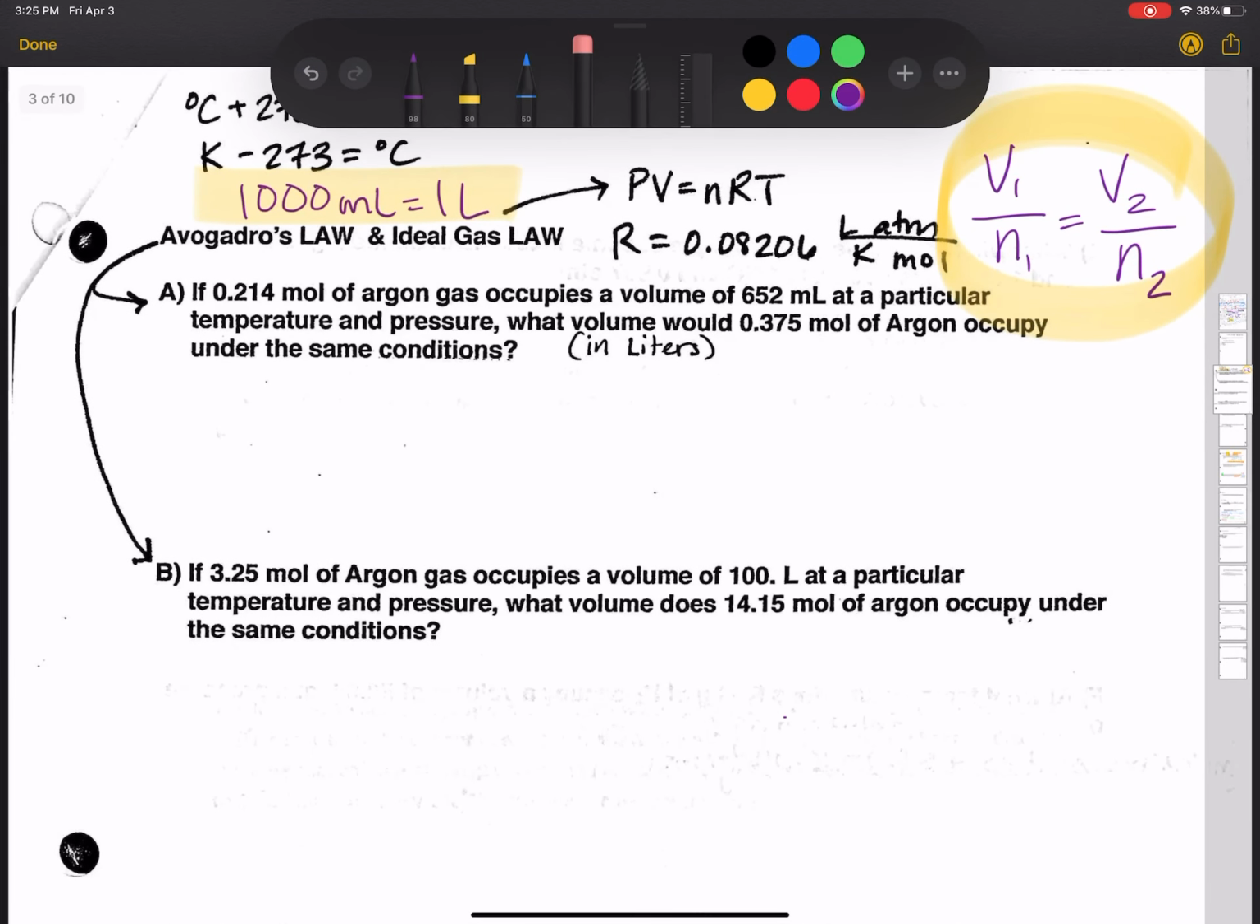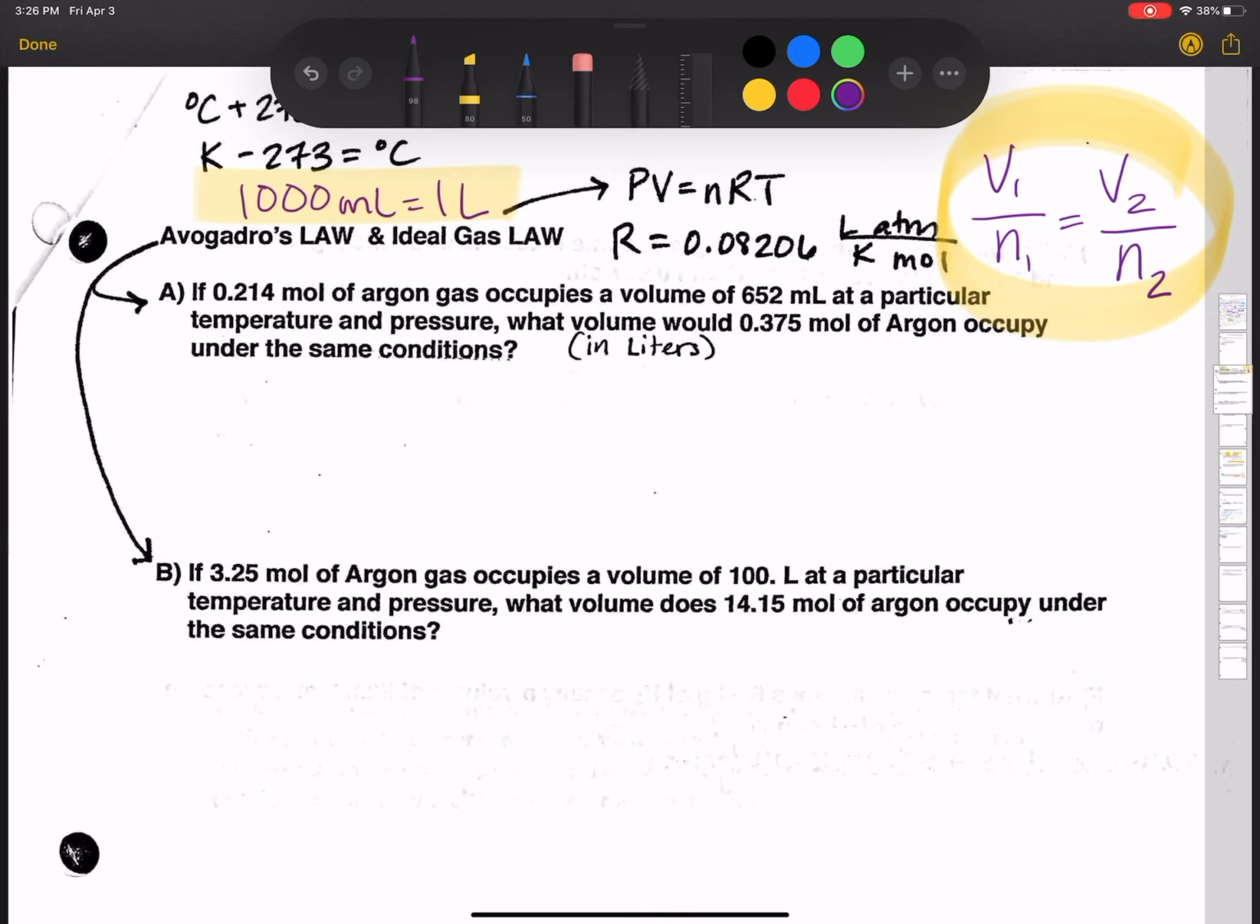If you've noticed, I've carried over your formula for Avogadro's law, so V1 over N1 equals V2 over N2, and I've also brought over a unit conversion for volume, just as a reminder that every 1,000 milliliters is equal to 1 liter. So I've transferred those over to your page.